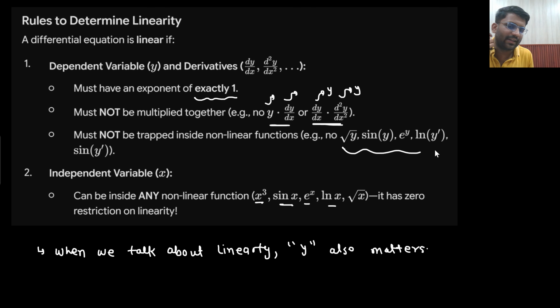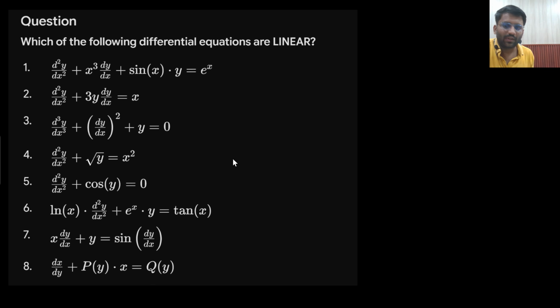And they should not be trapped inside anything. So when you think about linearity, think about the linearity of y. What is the linearity of y? It will say that y should be coming with the power 1 only. It should not be multiplying with any function. It should not be trapped inside any sinusoid or cosinusoid. That's the concern. So now you tell which of them is linear and which of them is not linear.